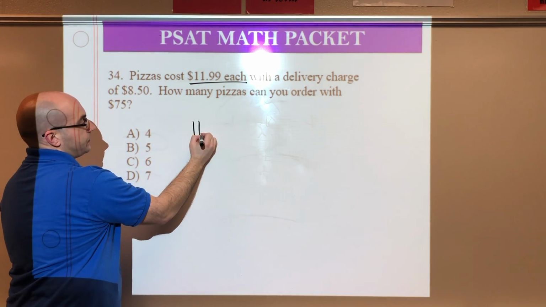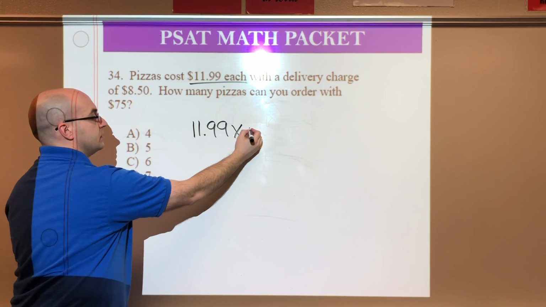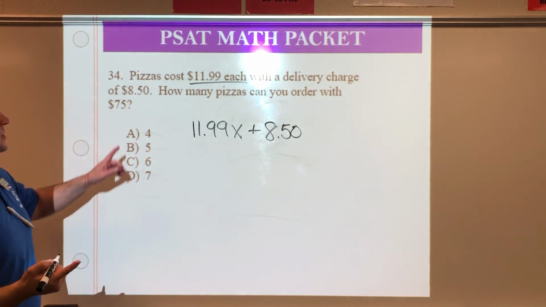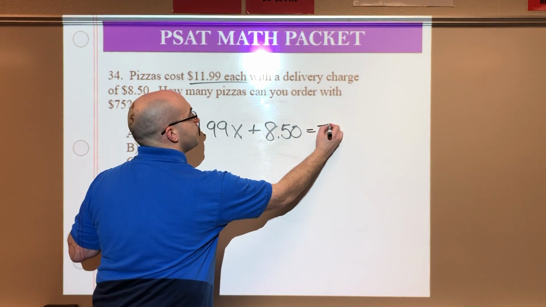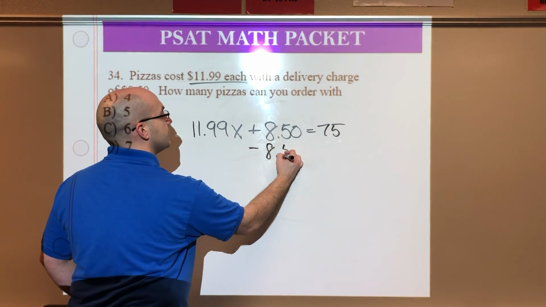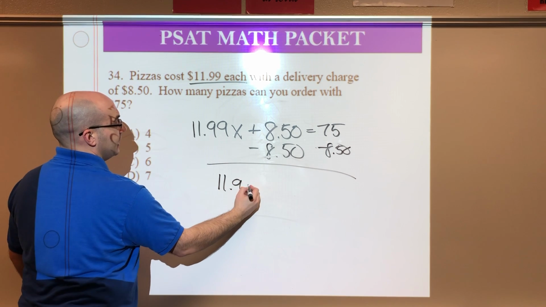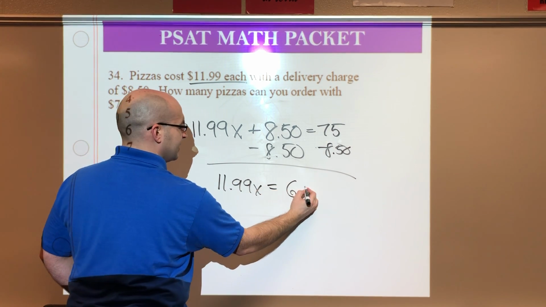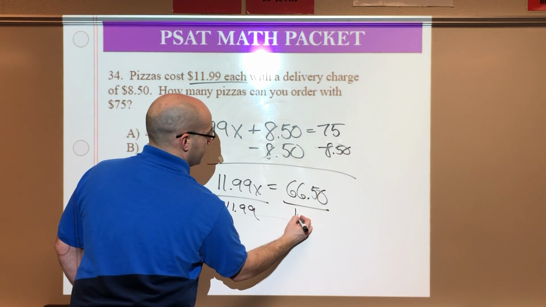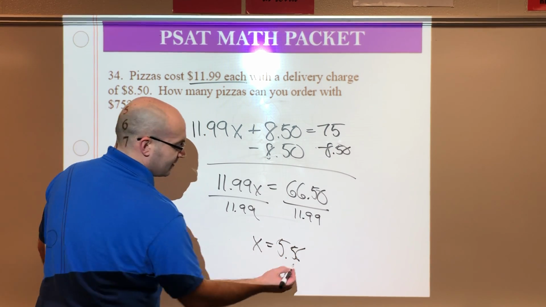$11.99 each is $11.99x with a delivery charge of $8.50. Well, delivery is only a one-time fee, so I'm going to make it only a one-time thing. That's going to equal $75. Now I'm going to solve this equation. So I'm going to subtract $8.50 on both sides. 11.99x is going to equal, I think that's $66.50. Divide by 11.99 on both sides. Now I'm going to get x equals 5 and some change, like 5.56 or something.